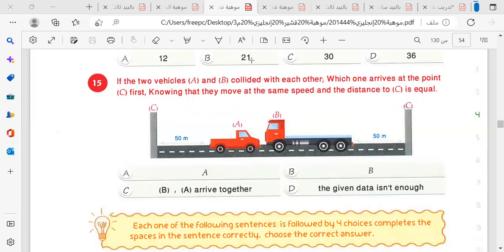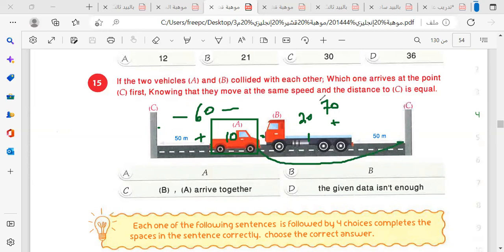If the car is, suppose, 10 meters, okay? The length of the car is 10 meters. With 50 equals what? 60. From the truck to C will be 60 only. And the truck here will be 20 meters. 20 plus 50 equals 70. So from the car to C will be what? 70. So because the same speed, it doesn't matter about speed.